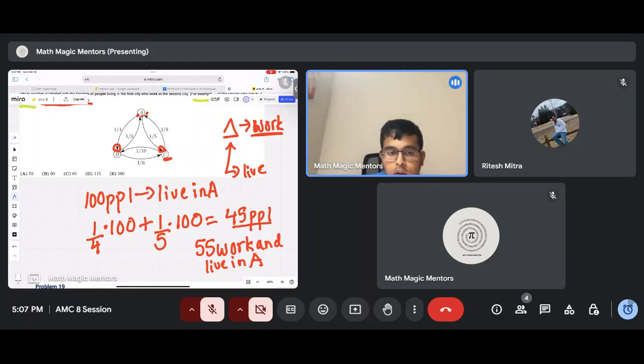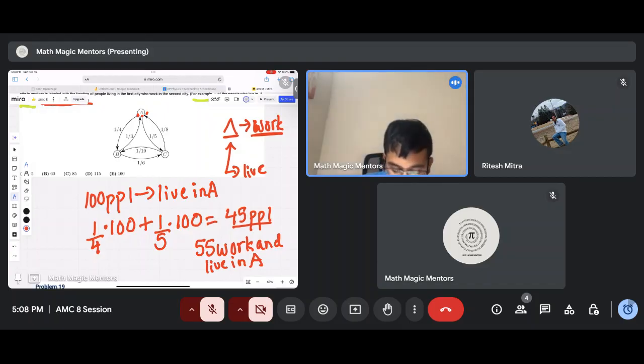But think about it. Are we done here? Well, no, right? Because we have to count the number of people that live in maybe say cities B and C, but then go to work at A. So how many people of that kind exist, right?